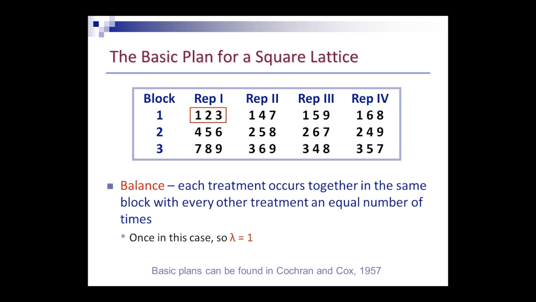So in this case, if you look through this design, you'll find that, for example, entries 1 and 2 only occur together in block 1 of rep 1. You won't find them together anywhere else, and any particular pair you look at will be occurring in 1 block in this experiment. So lambda equals 1. Many basic plans like this can be found in Cochran and Cox as a good reference.